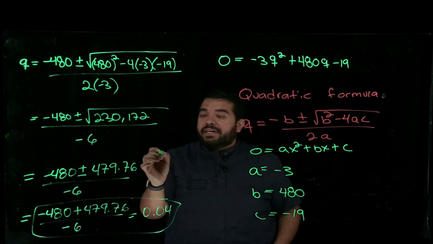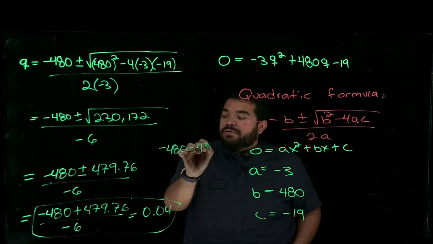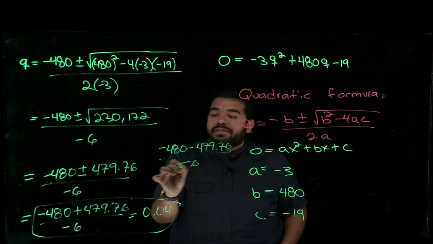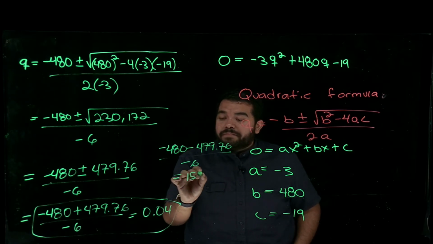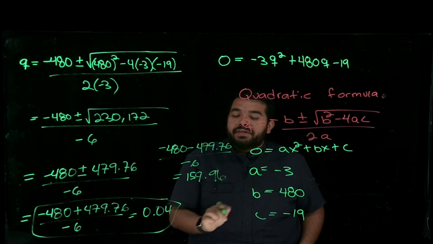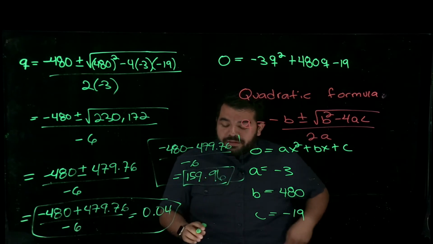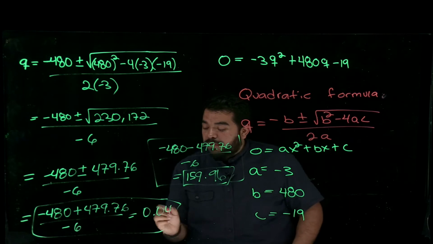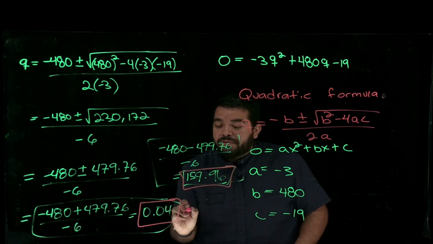And for the negative case, I have negative 480 minus 479.76 divided by -6. And this will give me a value of 159.96. Okay, so now that I used the quadratic formula to find these values here, I am going to go ahead and use the color pink here to identify my critical numbers.